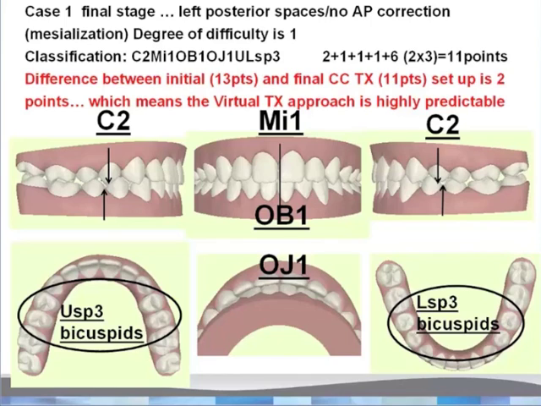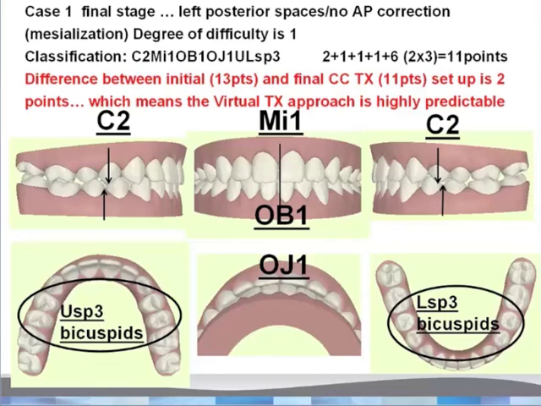So let's look at this case 1 final stage with the left posterior spaces, no AP correction. So we left the spaces in the back. We closed all the spaces in the front. So now what we have is a degree of difficulty of 1. And why? Because we went from 13 points on that original classification, and when we add up now, because we left the posterior and we didn't include that in the treatment, it now is only 11 points.